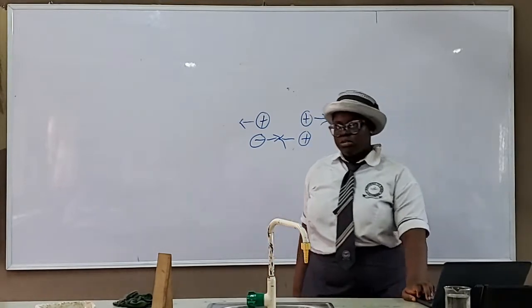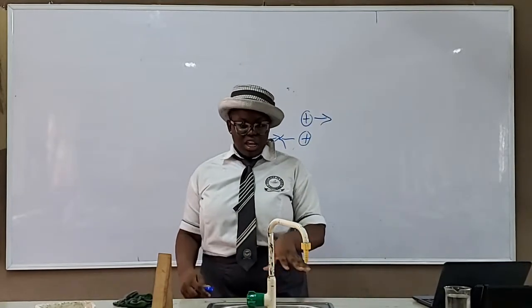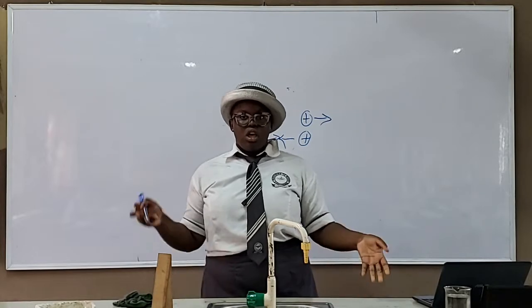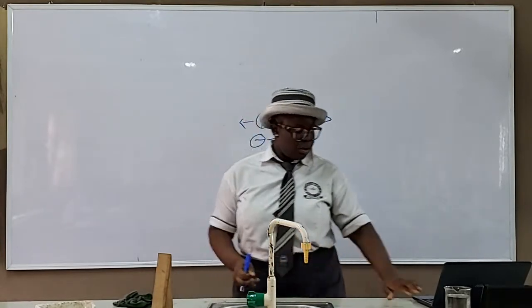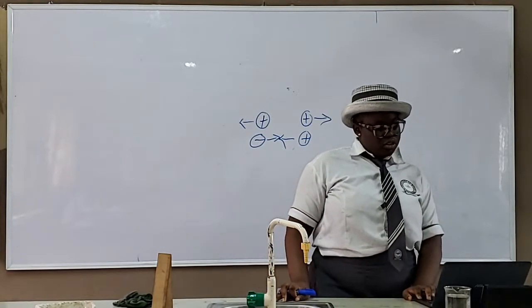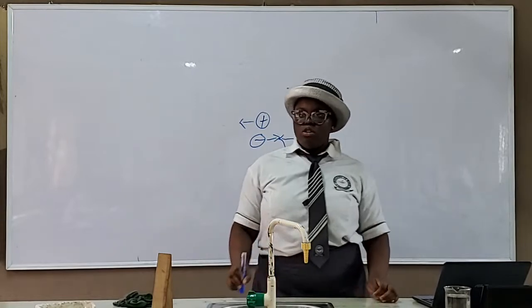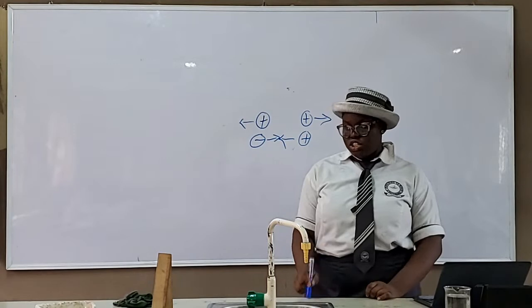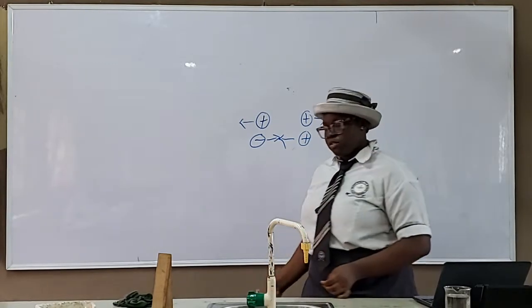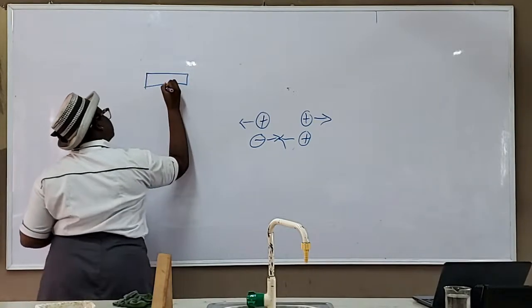By friction is when two objects that have equal and opposite charges rub against each other. Then we have the gold leaf electroscope. A gold leaf electroscope is an instrument used to detect charges and test for the types of charge. So this is the drawing of the gold leaf electroscope.